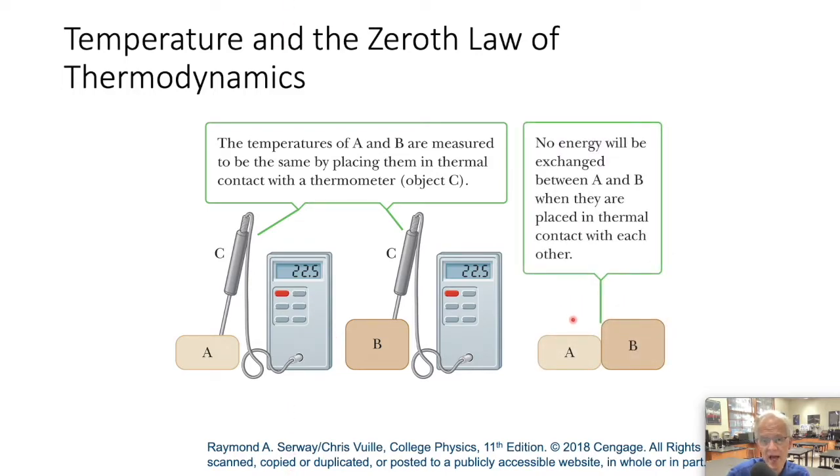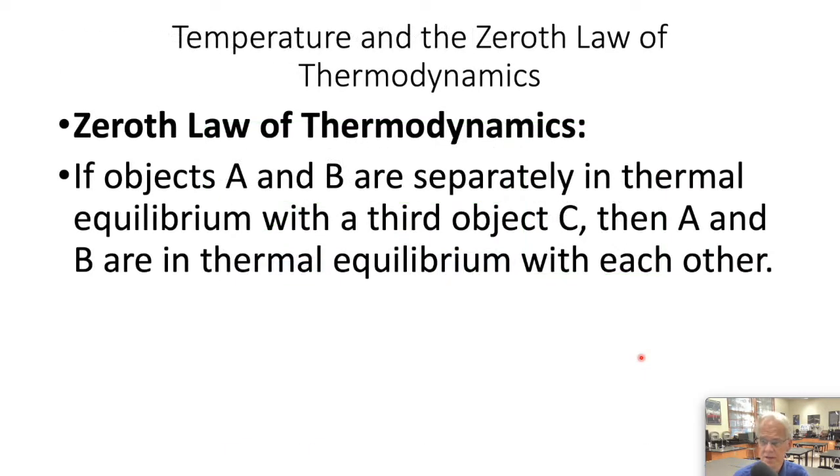Now, if object A and object B are placed in thermal contact with each other, then there's no exchange of energy between them. So we'll summarize what we'll call the zeroth law of thermodynamics. If object A and object B are separately in thermal equilibrium with some other object C, then A and B are in thermal equilibrium with each other. What this does is it defines temperature in terms of thermal equilibrium.